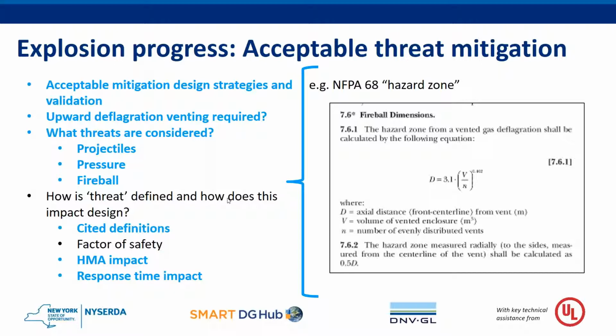So we've talked through some cited definitions for these threats. For example, there's some OSHA standards and NOAA overpressure standards, and we have right here, just as an example, the NFPA 68 hazard zone where the fireball dimensions are calculated. Right now, these are all being considered. The NFPA 68 hazard zone in particular, we had an extensive conversation about the testing and validation that went into that. So although it's a very short and simple-looking equation, it was determined to be appropriately conservative for these analyses.